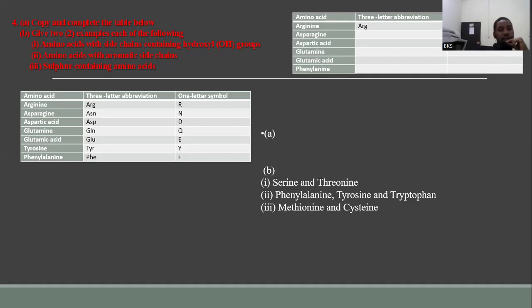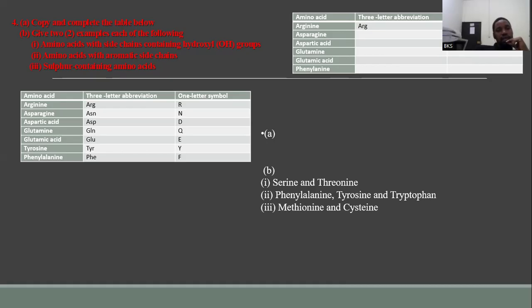For the one letter, in most cases, you use the first letter. But in the cases here, some of them, of course, were not the first letters. For arginine, we have R. For asparagine, we have N. For aspartic acid, we have D. For glutamine, we have Q. There is not even a Q in glutamine. Glutamic acid is E, tyrosine is Y, and phenylalanine is F.